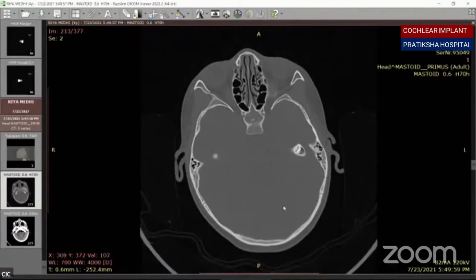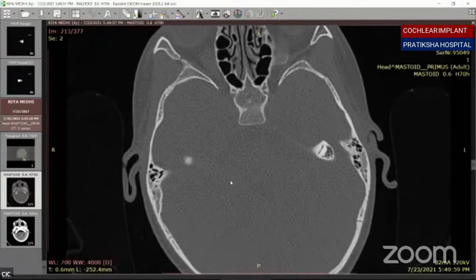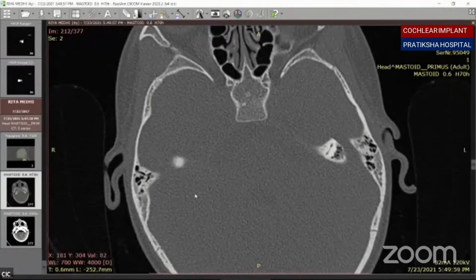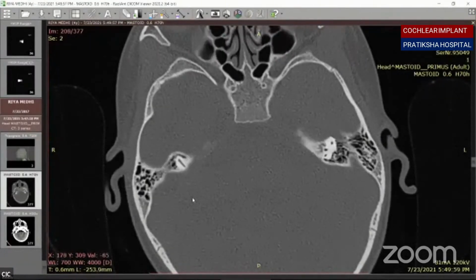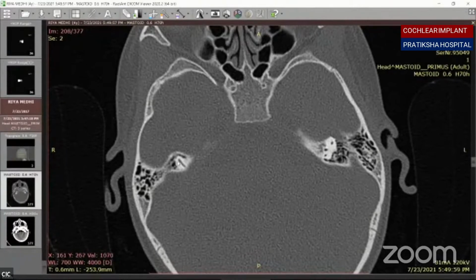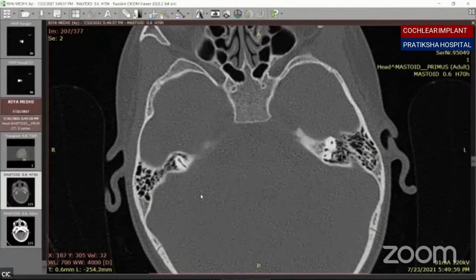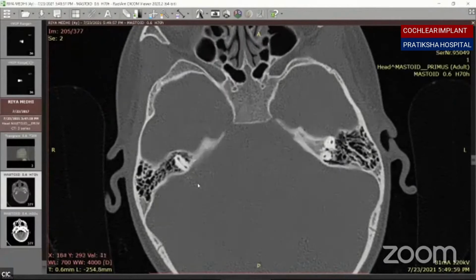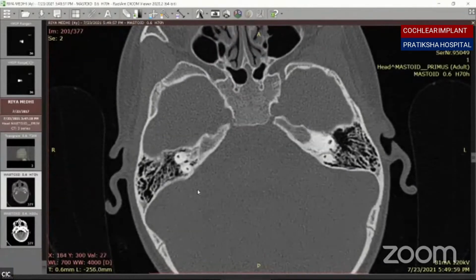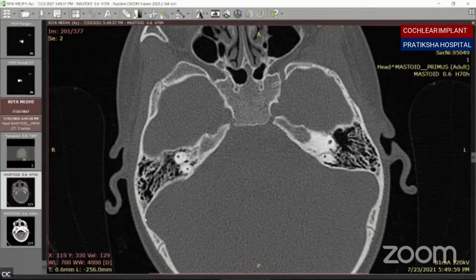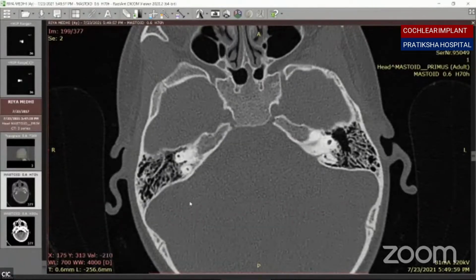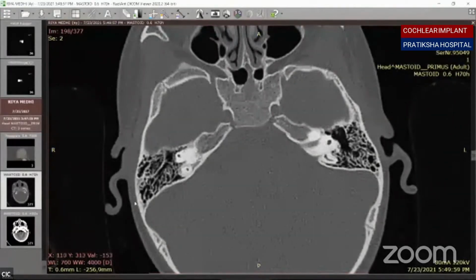Then we can see the cellularity of the mastoid coming into view. First, I'm focusing on the right side, so let me magnify it. We can see that it's a good cellular mastoid on the right side. We can view the superior semicircular canal. Tracing down, the posterior semicircular canal is coming into view, and we can see the whole cellularity of the mastoid bone here. Sometimes even the cornus septum is visible.